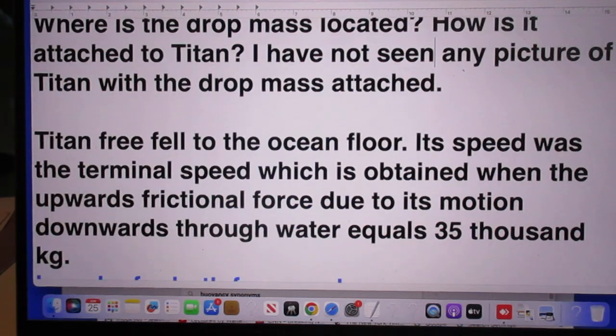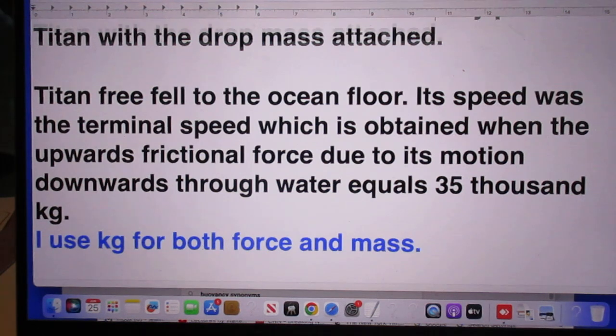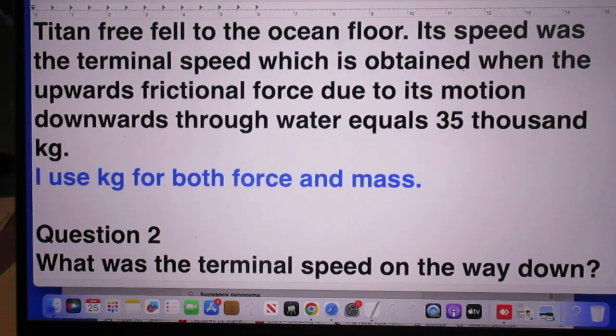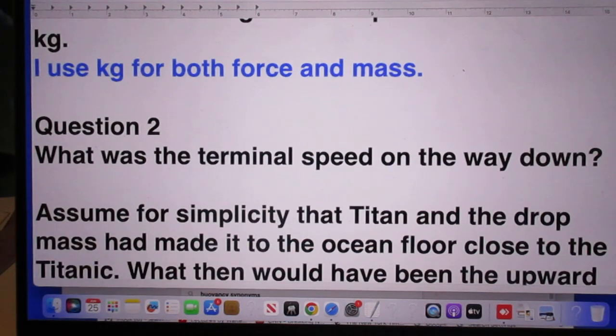Titan free fell to the ocean floor. Its speed was what we call the terminal speed, which is obtained when the upwards frictional force due to its motion downward through water equals 35,000 kilograms. Again, I use kilograms for both force and mass. The question 2 is now, what was the terminal speed on the way down?